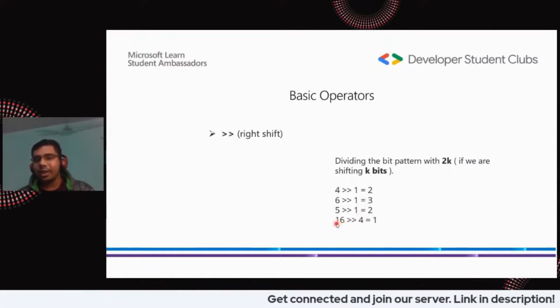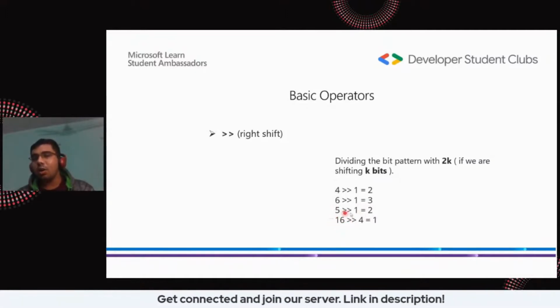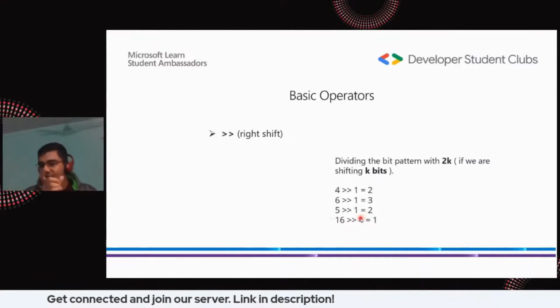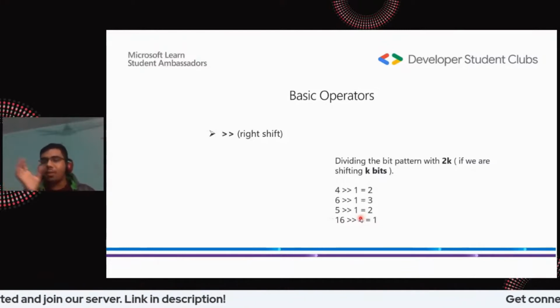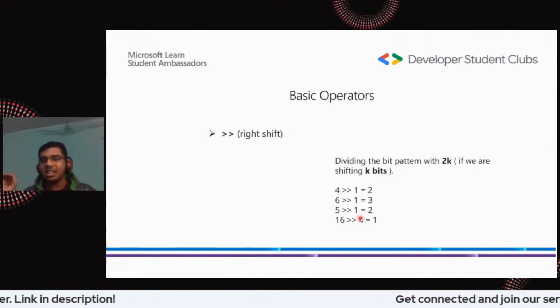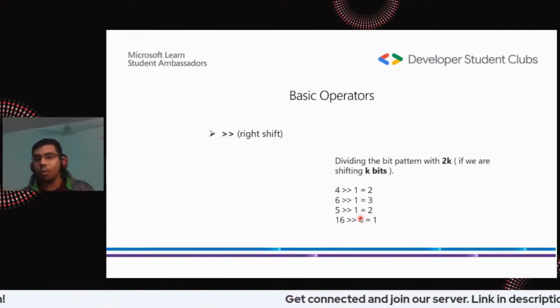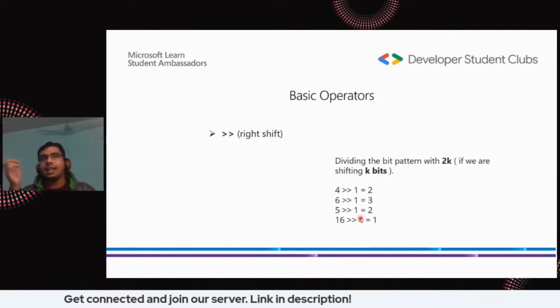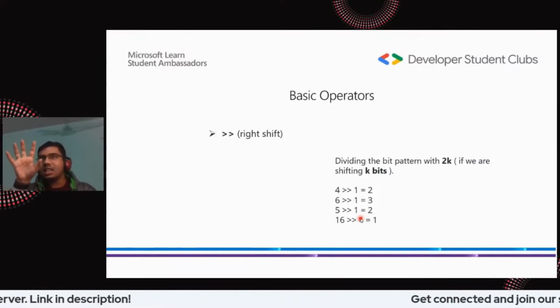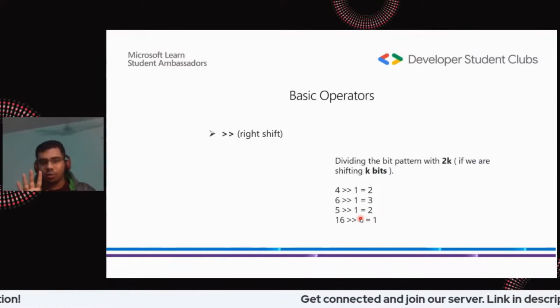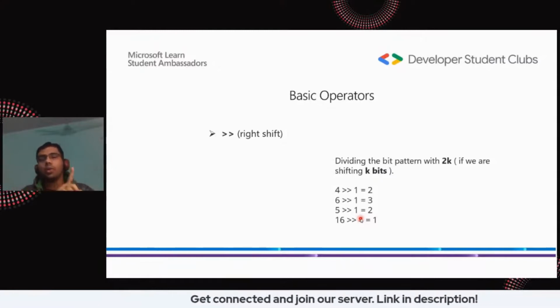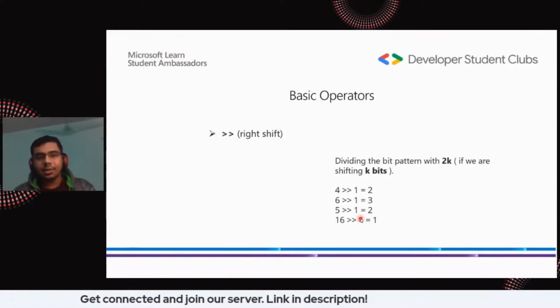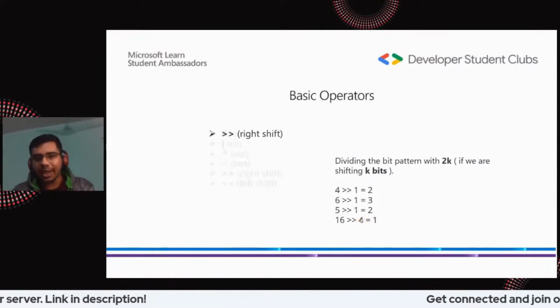Similarly, look here. If you right shift 16 by 4, you are shifting 4 bits from the end of 16 and erasing those 4 bits. So this would be 1. If you look at it, 15 is 1111 and 16 is 10000. If I erase the last 4 bits, which were 4 zeros, you have 1 left, right? That is what we did with the right shift operator, and that's the result we get out of it.